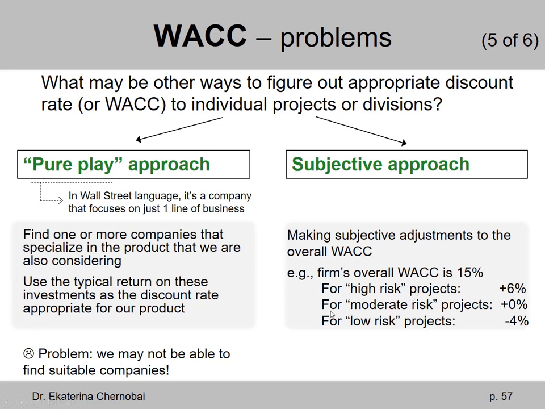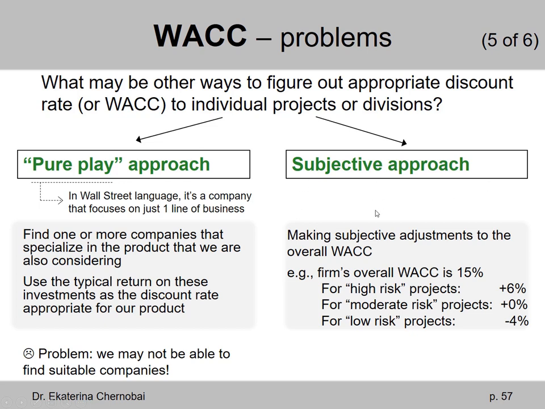And the third possibility is that we are considering a new project which is a lot more predictable in terms of its cash flows. So a low-risk project, a lot less risky than everything else we currently have running. Then we may decide to use not a 15% discount rate, but something lower than that. And we subjectively decide to use a 4% lower discount rate. So 15% minus 4% gives 11%.